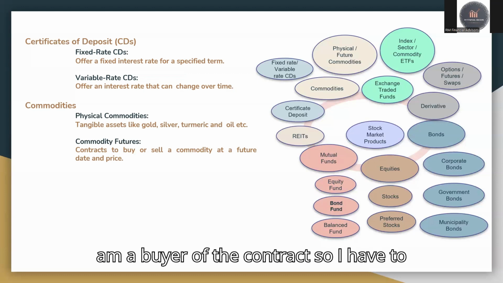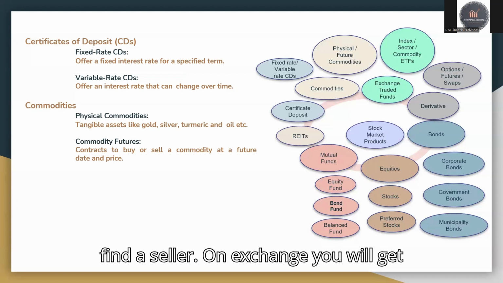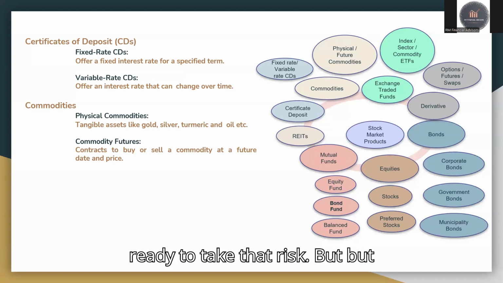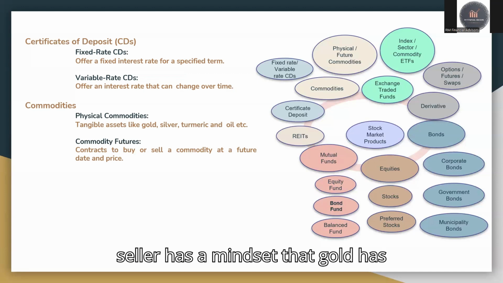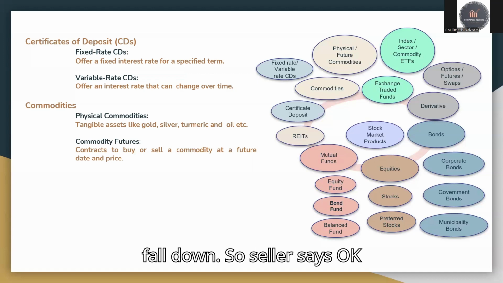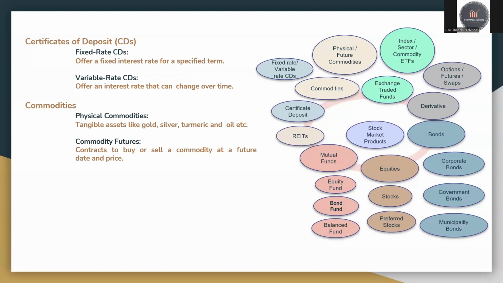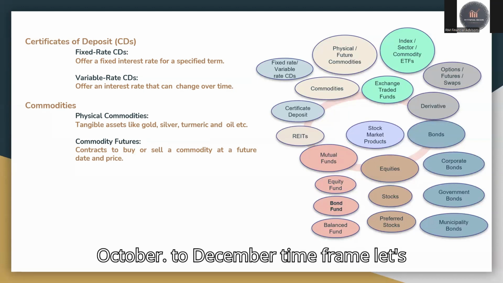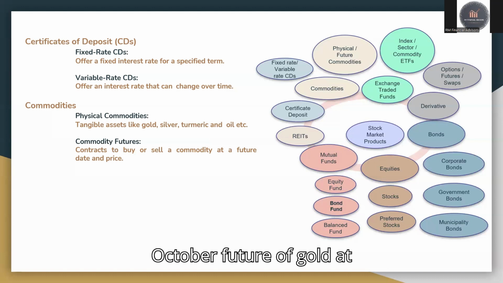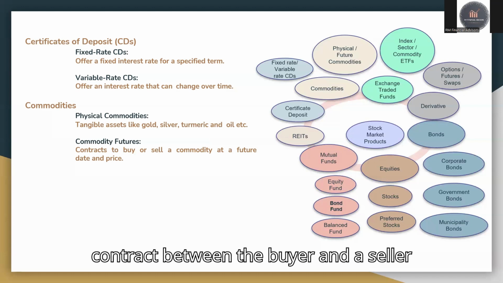So then I am a buyer of the contract. So I have to find a seller. On the exchange, you will get the seller. The seller is a person who is ready to take that risk, but the seller has a mindset that gold has already increased so much, it will fall down. So the seller says, okay, I will sell you gold in the October to December time frame, let's say October. That means I am selling you the October future of gold at 1,20,000 per 10 gram. So that's a contract between the buyer and a seller.